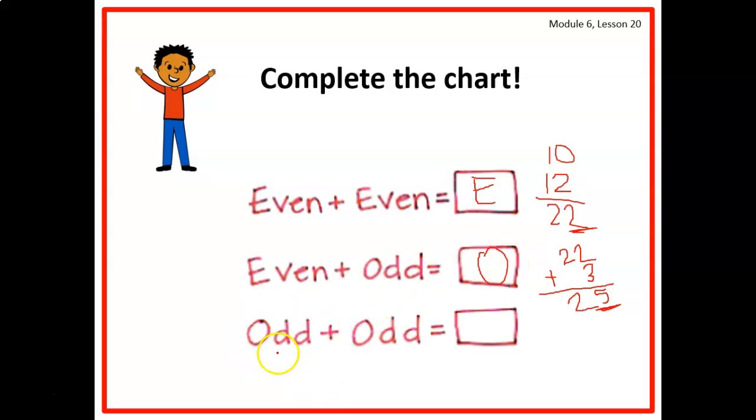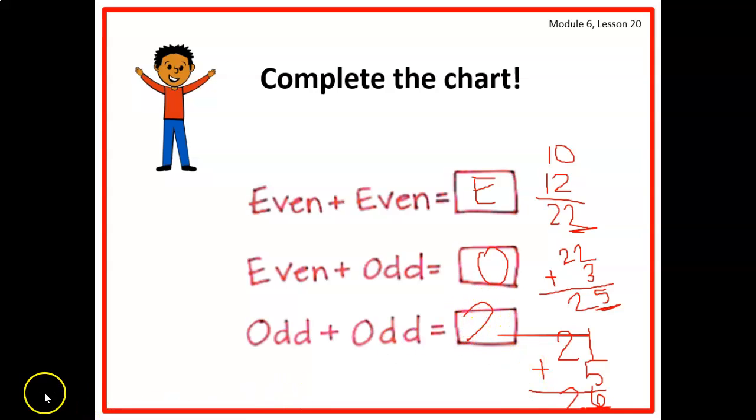And now let's figure it out. If we have an odd number and an odd number, what does it give us? The number 21 is an odd number. And the number 5 is an odd number. If I add the number 21 plus 5, that gives me 26. Is the number 26 even or odd? Yes, it's even, boys and girls.